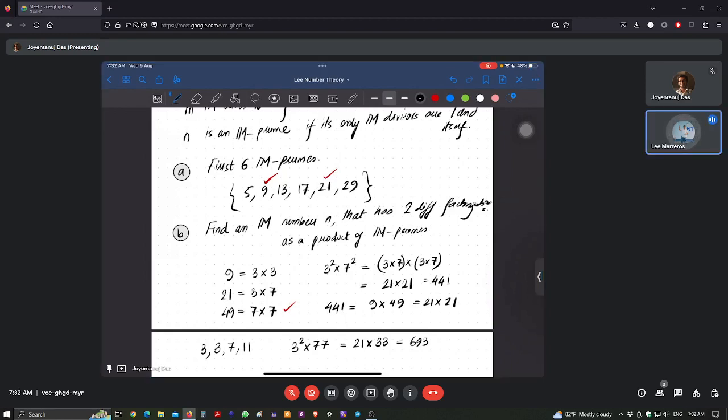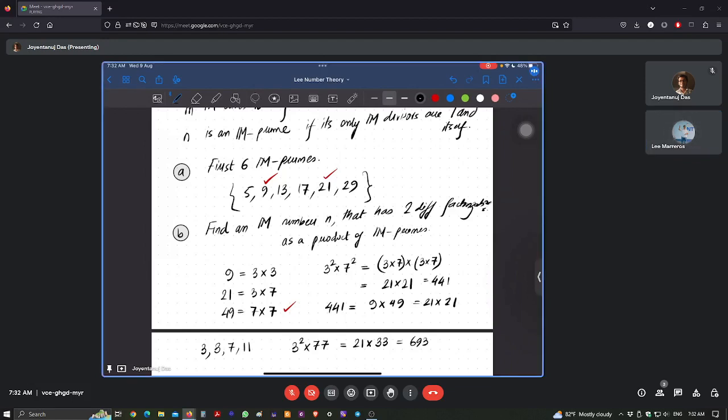Well, this is just a coincidence that 3 and 7 give you M primes. So this idea comes from seeing the initial list, right? Here you have 3 times 3, 3 times 7. So that is a prime number, right? So that gives you an idea that it will work, right?